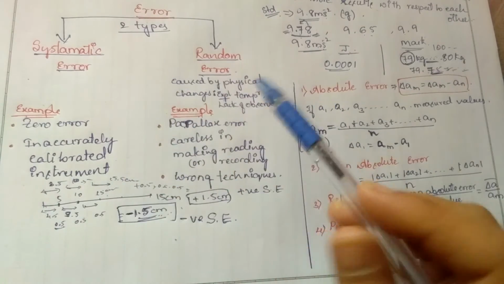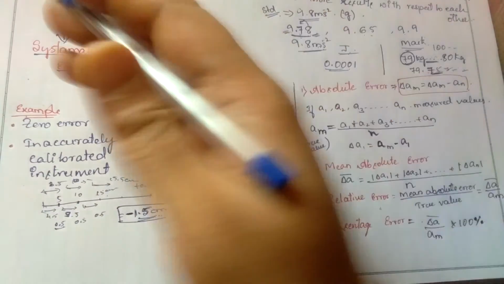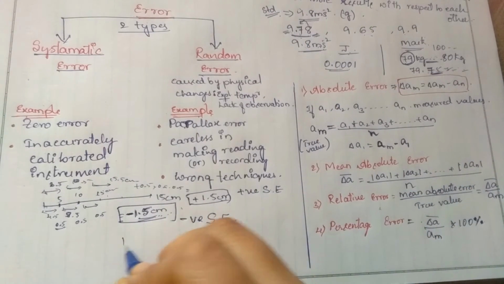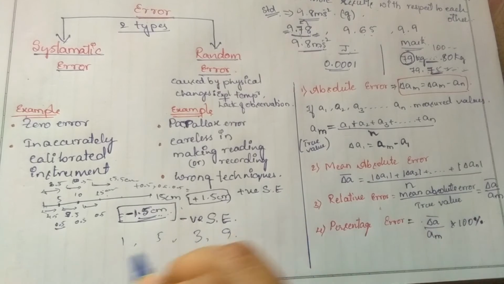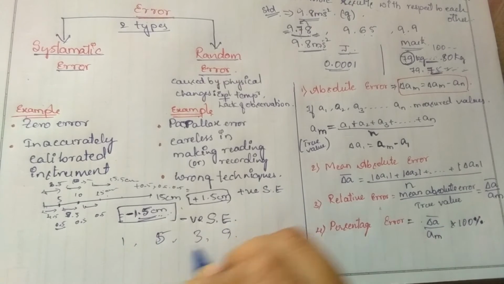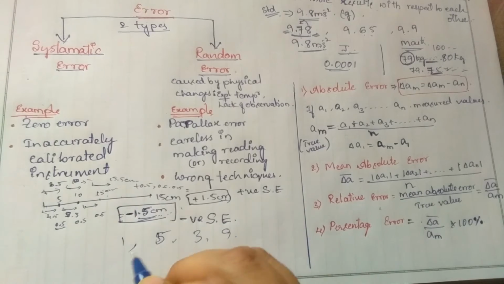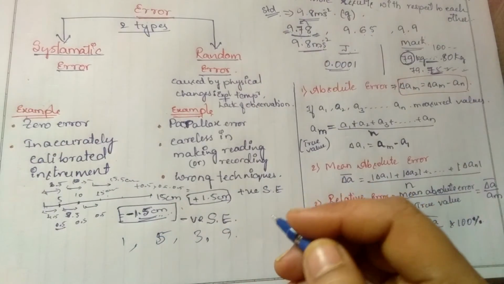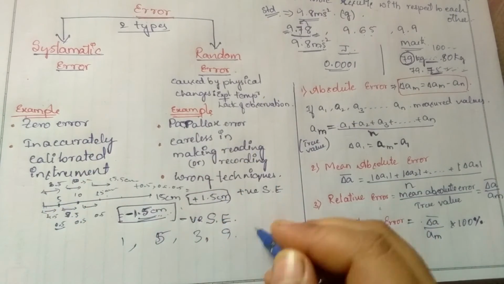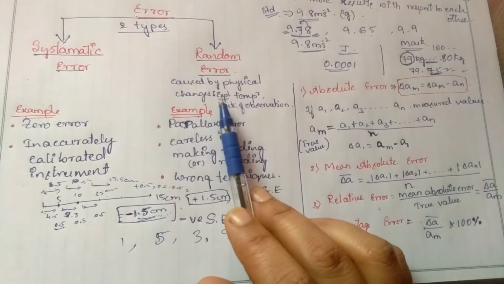It is some other way, not a regular way, it is other values, like 1, 5, 3, 9, like this. So these are the values we get from the trials. They jump here or there. So randomly it goes disorderly. So that we call a random error, caused by physical changes.